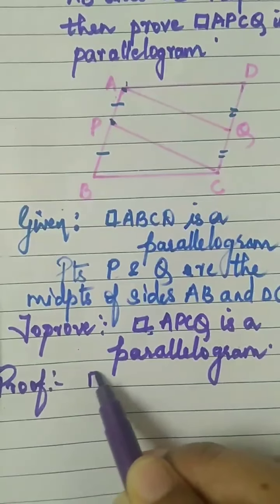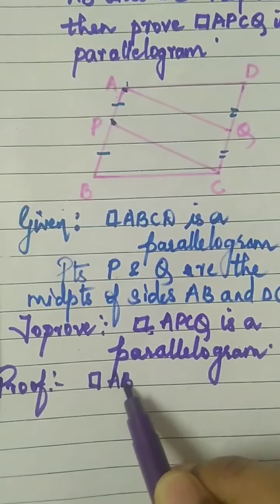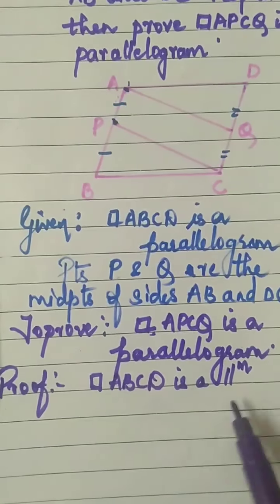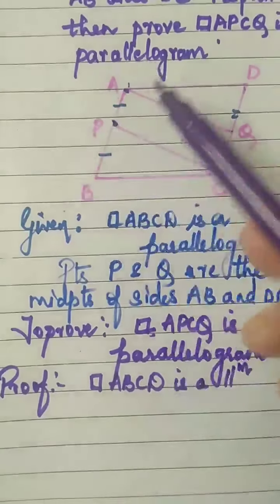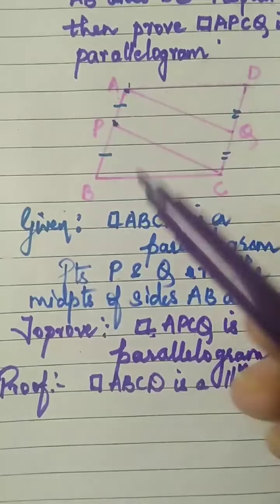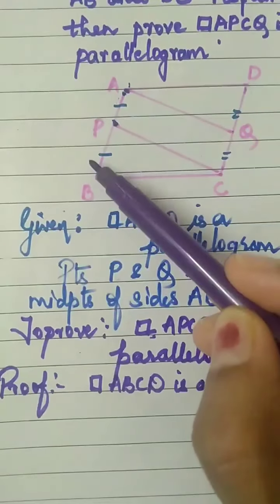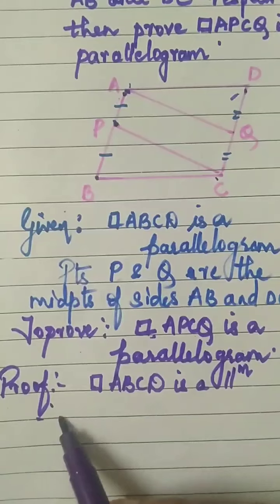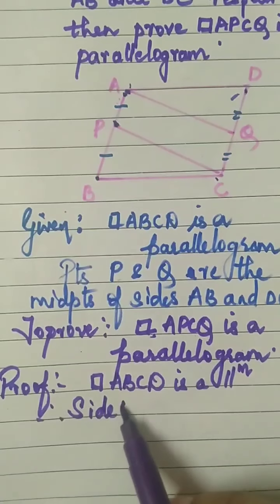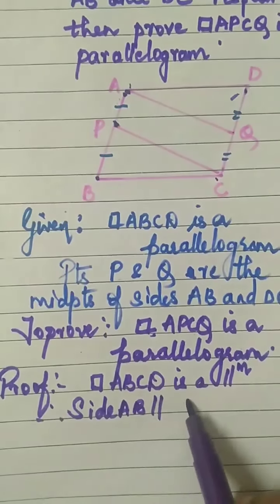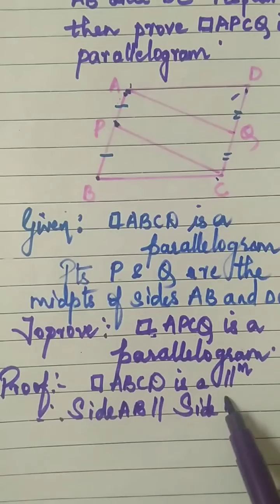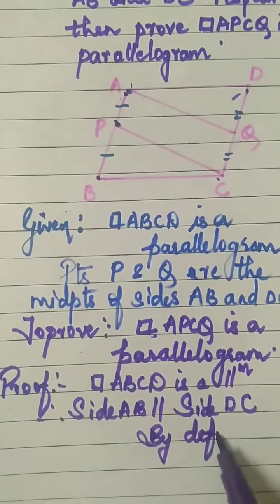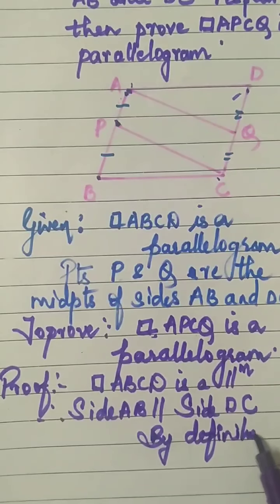First, let us write given: quadrilateral ABCD is a parallelogram. You can use the symbol for parallelogram this way. If quadrilateral ABCD is a parallelogram, that means side AB will be parallel to DC by definition. So therefore, side AB parallel to side DC by definition. Okay, by definition you will write.